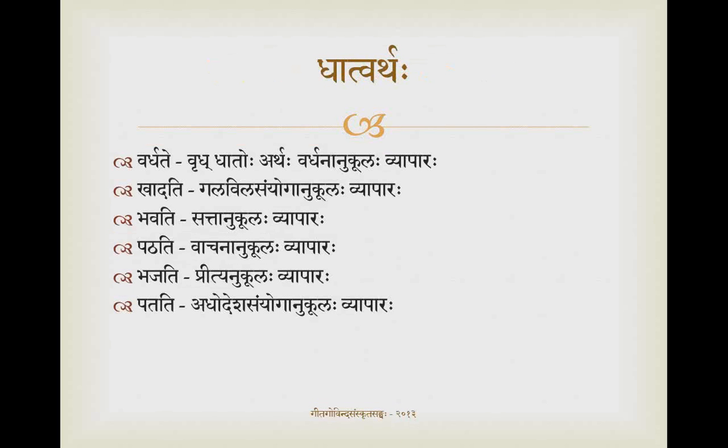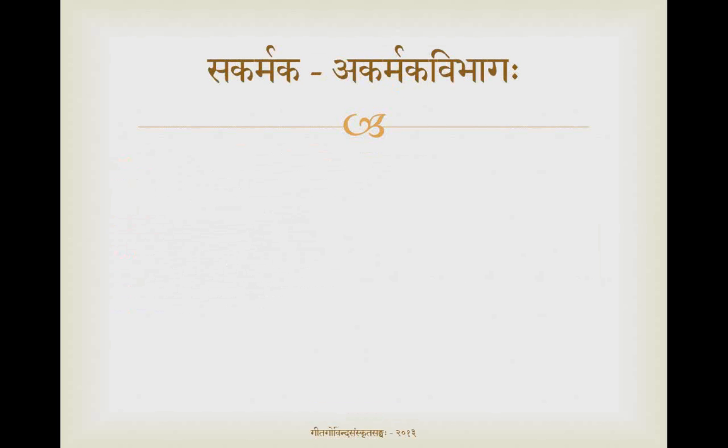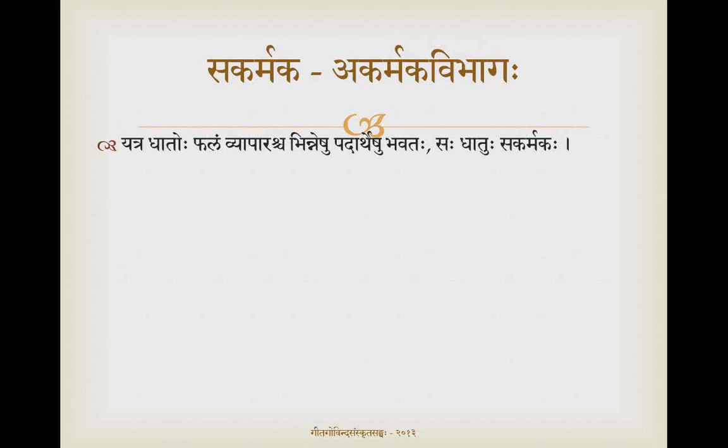So the purpose in defining in this way is to know the sakarmaka, akarmaka vibhaga. So what is sakarmaka and what is akarmaka? At the initial level, we ask the question, kim? If we have an answer, it is sakarmaka, and otherwise akarmaka. Which is correct at the initial level, but how it is actually defined is: yatra dhatohu phalam vyaparashta bhinnesha padartheshu bhavataha vayadhikaranyam. Phala vyapara vayadhikaranyam sakarmakatvam. Where the phala and vyapara are seen in different things, it is sakarmakatvam.